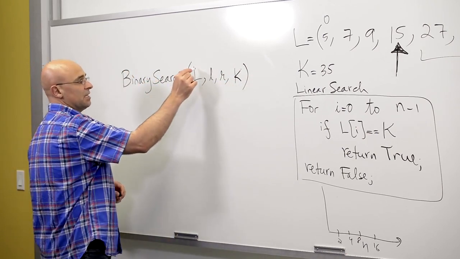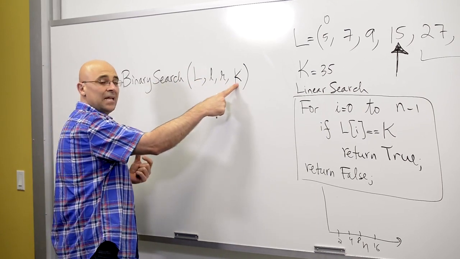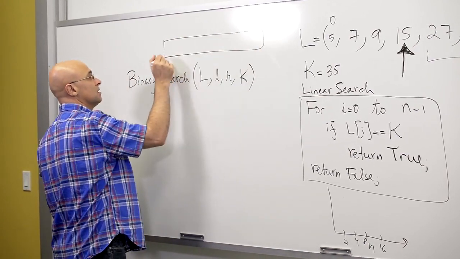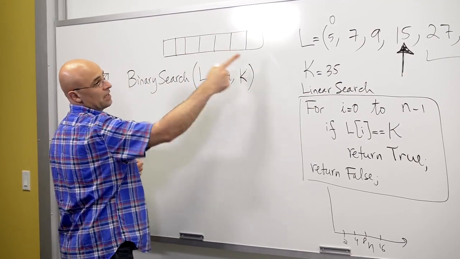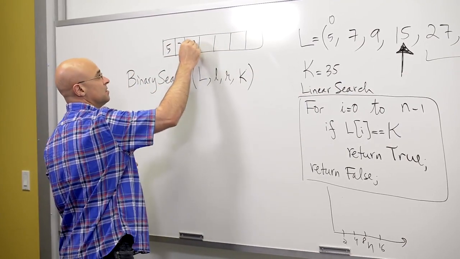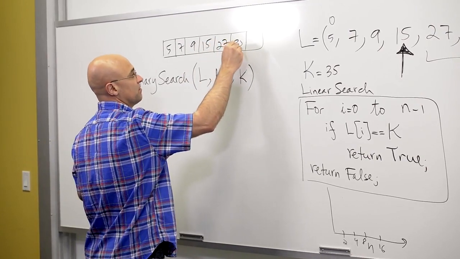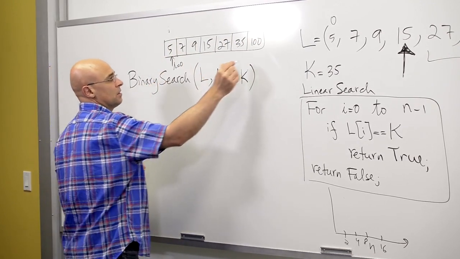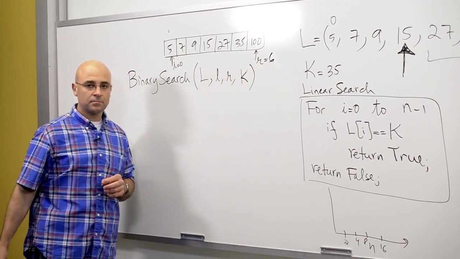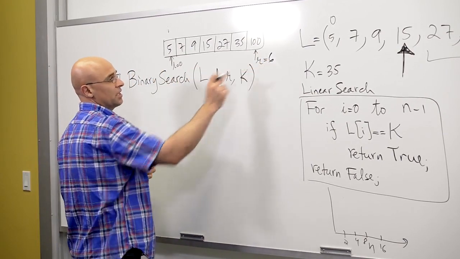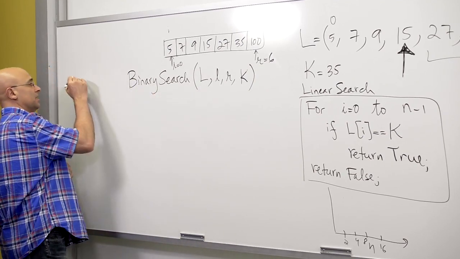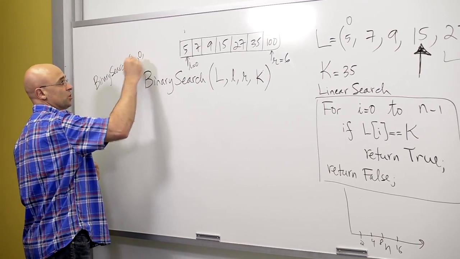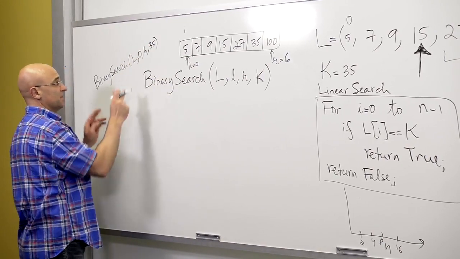Again, this is the list that I'm trying to see if the element is in. This is the element I'm trying to find if it's there. L and R are the left and right boundaries. So when we start with this list, 5, 7, 9, 15, 27, 35, 100, L, to begin with, equals 0, and R equals 6. I'm going to be looking for that. And when I call the function in the beginning, I will be doing binary search on this list from position 0 to position 6 of that element 35. This is how I'm going to call this.